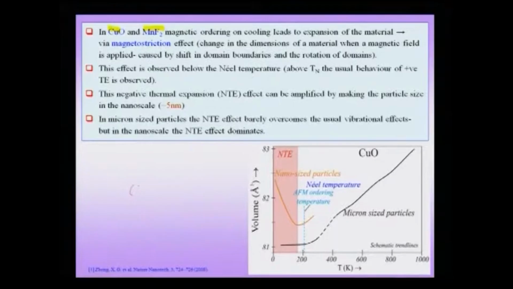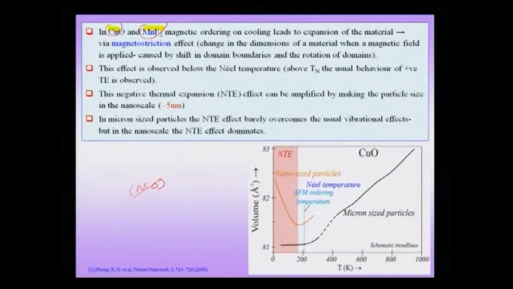But since this is related to thermal expansion, we are considering this system here, copper oxide and manganese fluoride, MnF2, unlike a very similarly related system like NiO. NiO is also a system wherein you actually have antiferromagnetic ordering, but NiO does not show this effect. So, we do not consider it here, and we take up the example of CuO or MnF2.